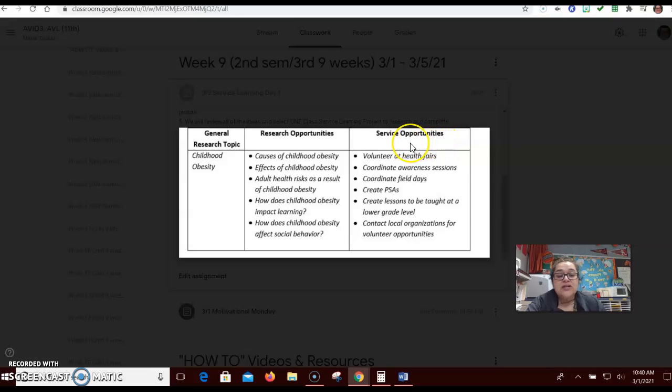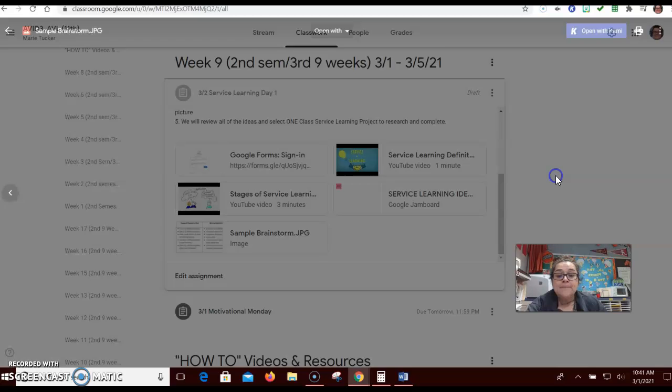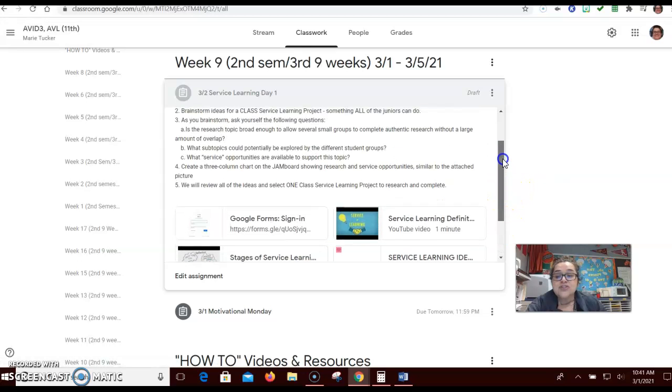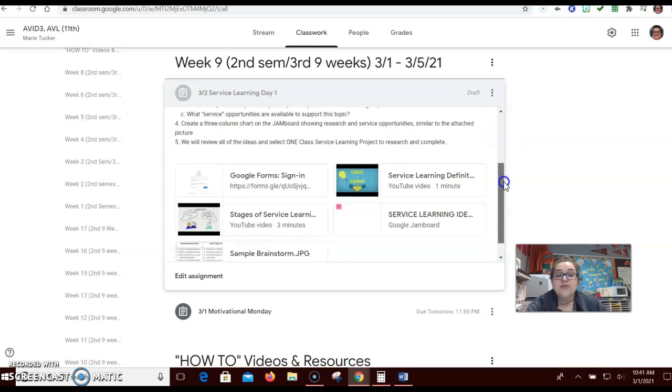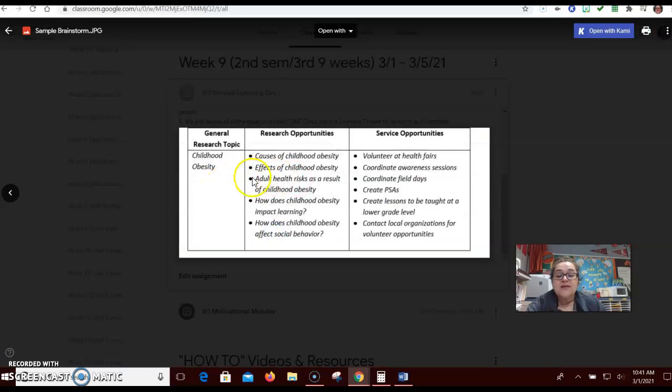Now, remember, I also said you need to be able to do a service project associated with your learning. So these are opportunities that you could take this information and turn it into a service project. Volunteer at a health fair, coordinate an awareness session, have some kind of public service announcements, create lesson plans that could be taught at younger ages, and then even go out to any local organizations that are helping with childhood obesity.